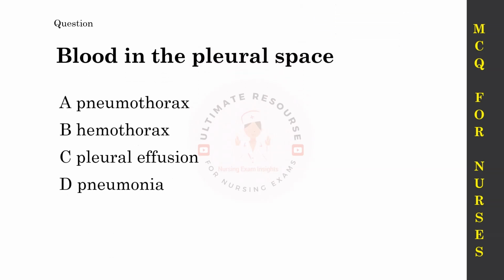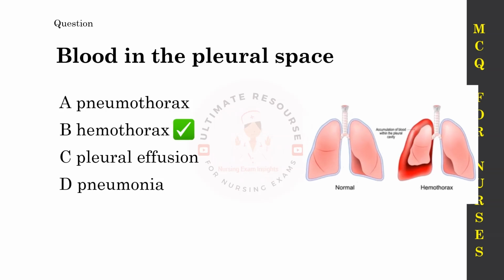Blood in the pleural space. Options are A. Pneumothorax, B. Hemothorax, C. Pleural effusion, D. Pneumonia. The answer is B. Hemothorax.